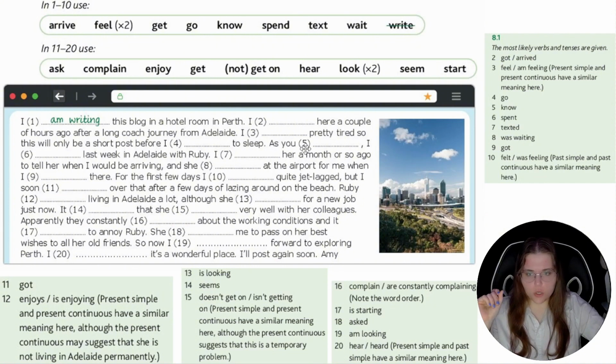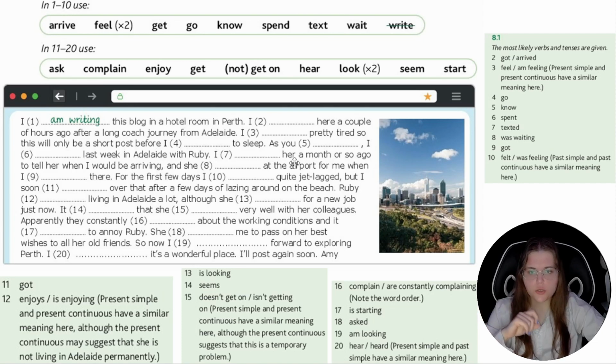Next, as you know, just a fact, I spent last week in Adelaide with Ruby. I spent, effect about the past event, and it was last week, so past simple.